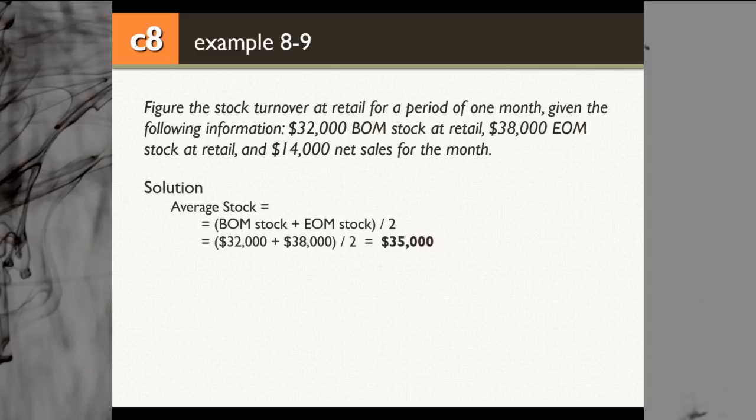And what's going to be the next step? Since you know the net sales, you can calculate your stock turnover. That will be your net sales divided by average stock. So that will be 14,000 divided by 35,000. Then what you get is 0.4. So you can say that your stock turnover is 0.4. Once again, if you have a high stock turnover, you're quickly replenishing your floor with new inventory and new stock. But if you have a low number like this, that means you don't really replenish the store with new merchandise that much.